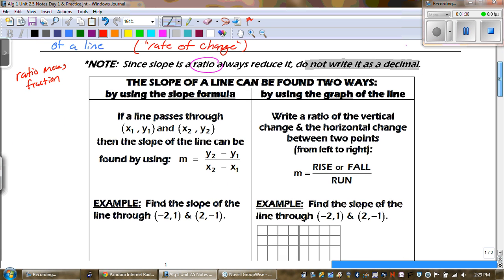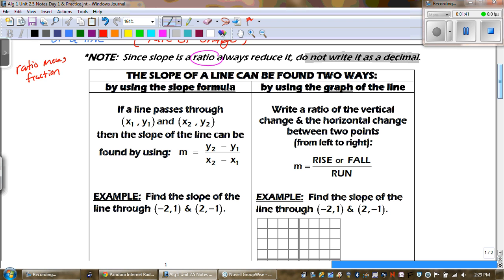All right, so the slope of a line can be found two ways. One, by using the slope formula, and two, by graph. So if a line passes through x1, y1, and x2, y2, aka 2 points, then the slope of the line can be found by using m equals y2 minus y1 over x2 minus x1. You might say, Mr. Grice, I don't understand it. So there's y2, there's y1, there's x2, and there's x1. And notice that every single time we do it, it's subtraction.